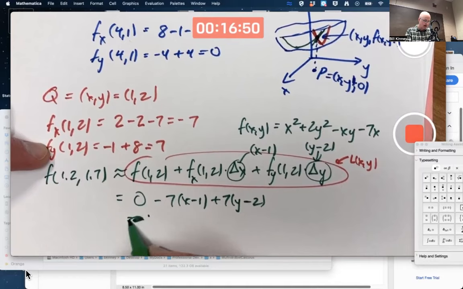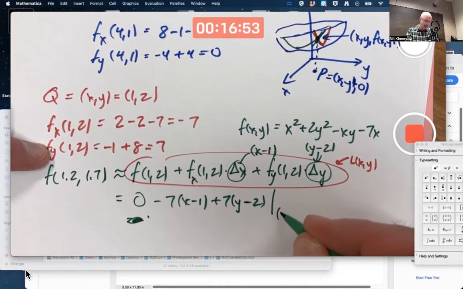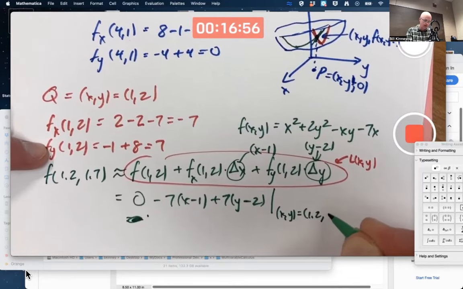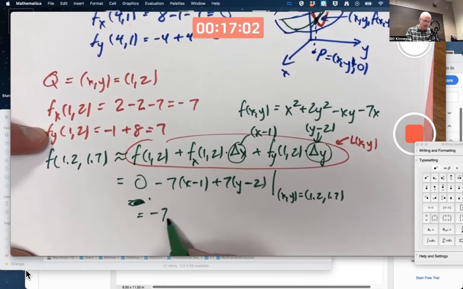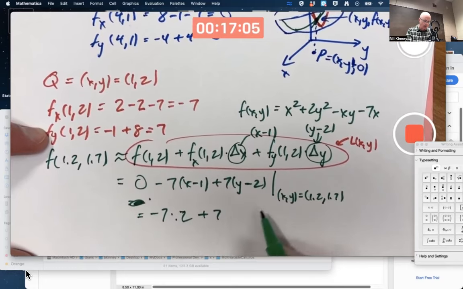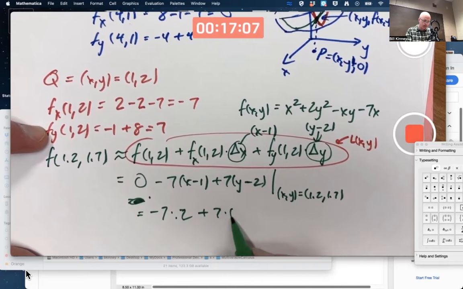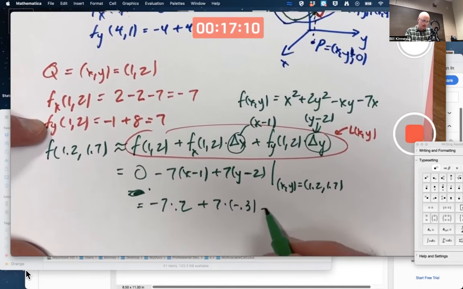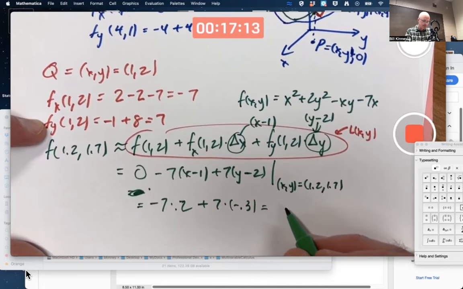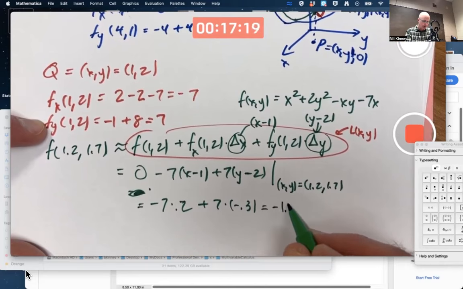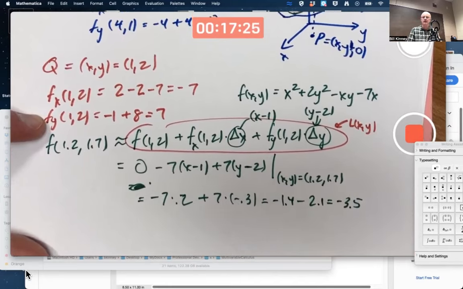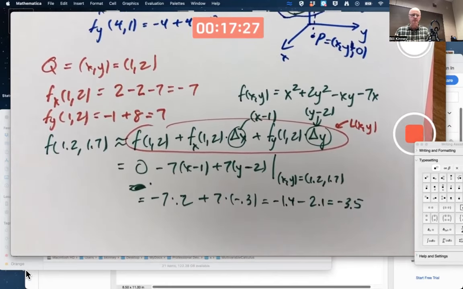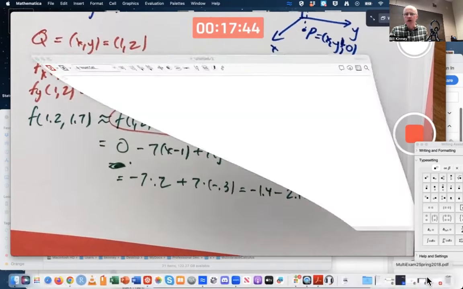I'm evaluating this at (x, y) is (1.2, 1.7). So I get negative 7 times (1.2 minus 1), which is 0.2, plus 7 times (1.7 minus 2), which is negative 0.3. So it looks like I get, what would it be? Negative 1.4 minus 2.1, negative 3.5. It's my approximation for f of 1.2 comma 1.7.